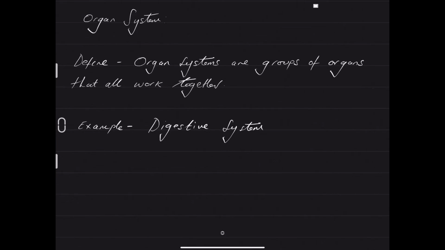Now, I'm going to finish off the last part where we have, I'm just going to write down organism.